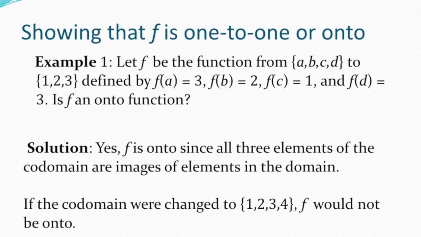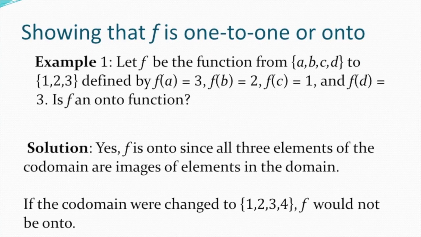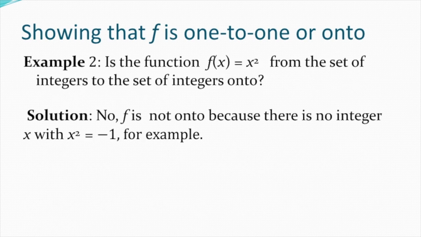Is f an onto function or not? Before you decide, look at the 3 elements in the codomain. So this is an onto function. It's a surjection and not an injection. It is onto but not one-to-one. Yes, it is not one-to-one.